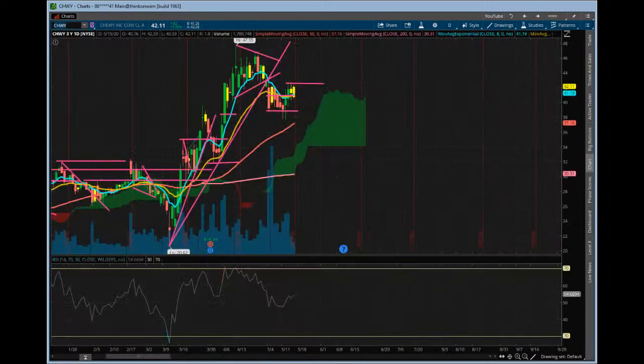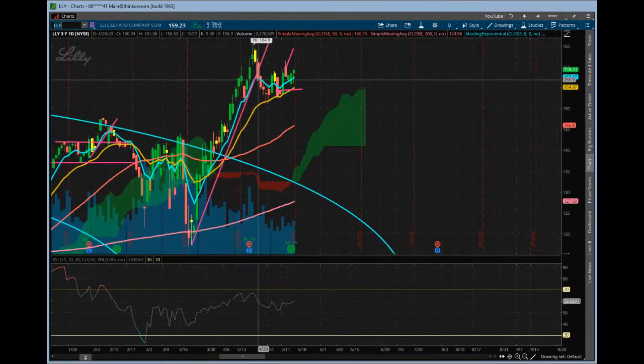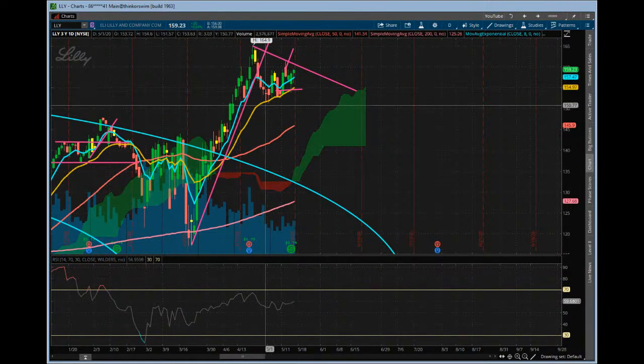So Chewy, double inside day. Let's see if we can break out above those highs. LLY. Decent hammer right there. It's over the ADMA, kind of flattish right in this area. This is kind of a big geometric line we're going to want to keep an eye on right here, kind of triangulating. See if we break out that way, one way or the other.